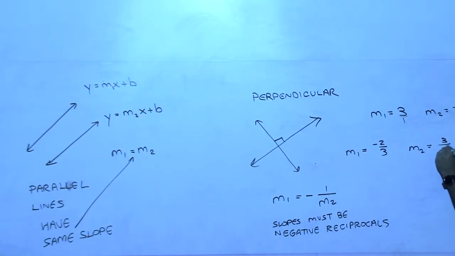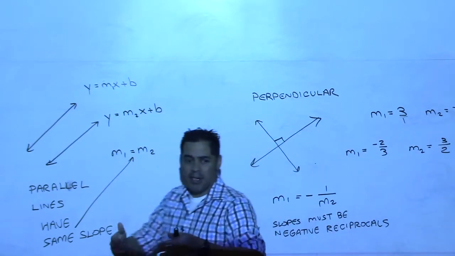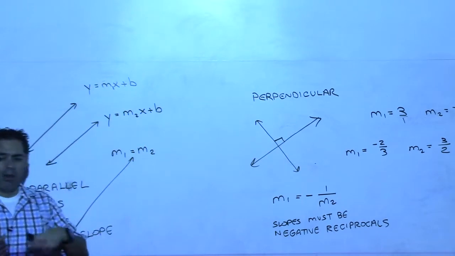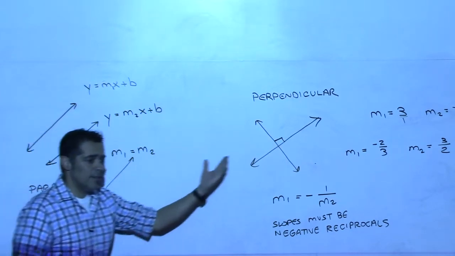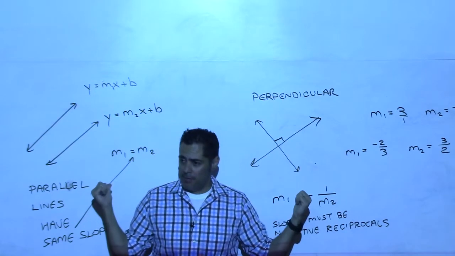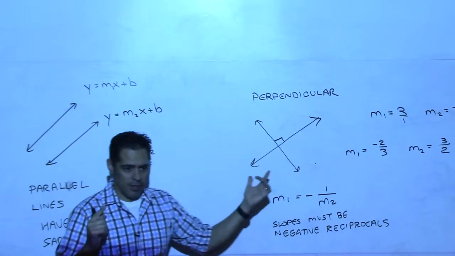Positive 3 over 2. So you flip it, you change the sign. If it's negative, this one's going to be positive, right? That's what we'll be looking for. Because what's going to happen on the test is I'm going to give you 2 lines and ask you, are they parallel? Are they perpendicular? You're going to find their slopes and compare the 2 slopes. It's either going to be this, or this, or neither. You don't have to be one of these, right?